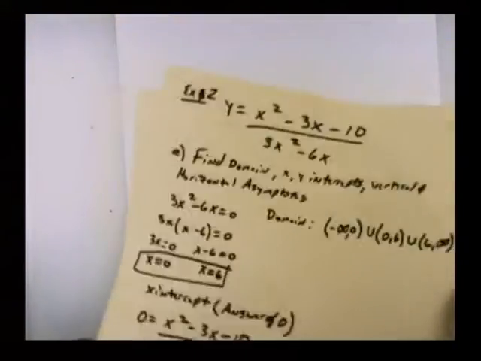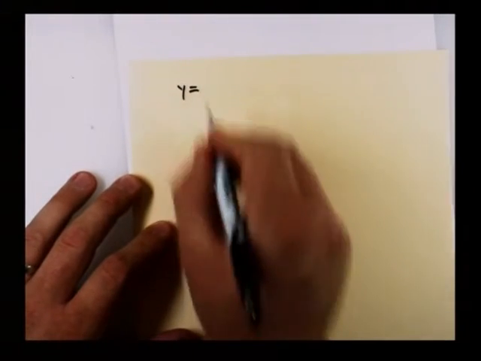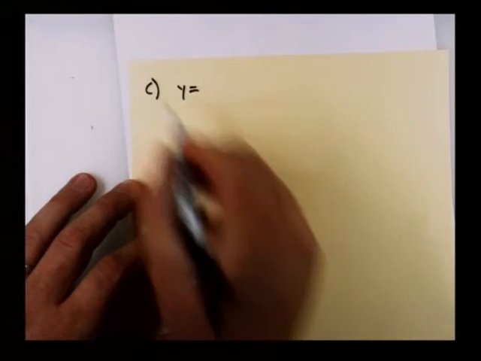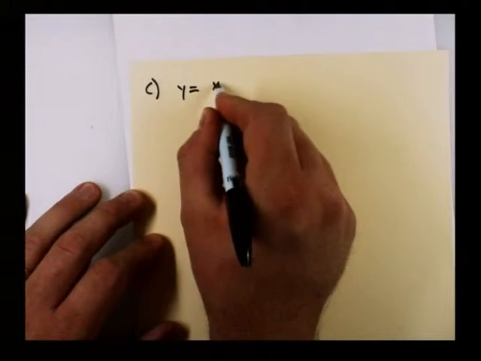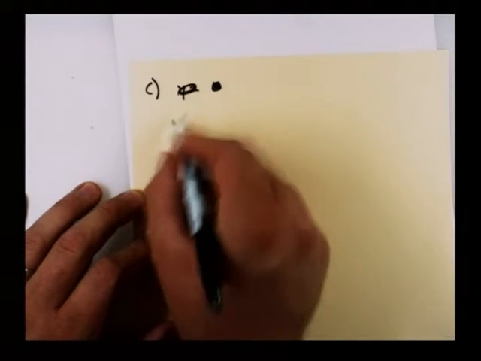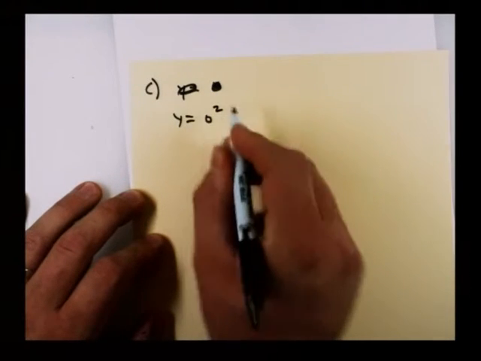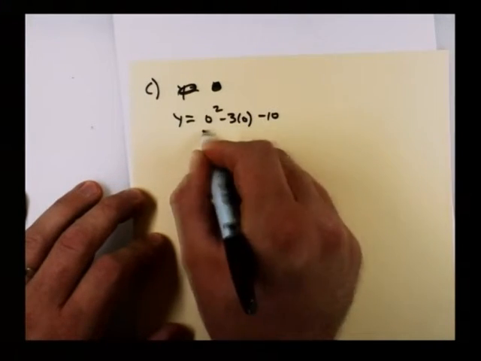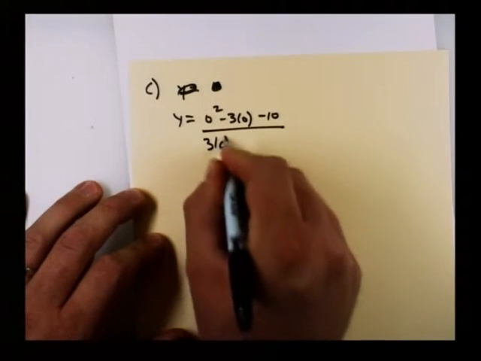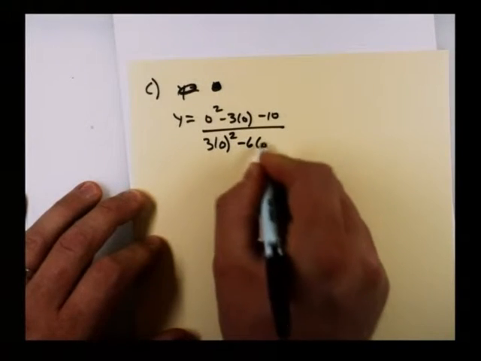Next thing, y-intercepts. Now we're going to plug in 0 to see what we get out as a value. So plug in 0, so y is equal to, this is our third part, so we'll call it part C. Y is equal to x, 0 squared minus 3 times 0 minus 10 all over 3 times 0 squared minus 6 times 0.